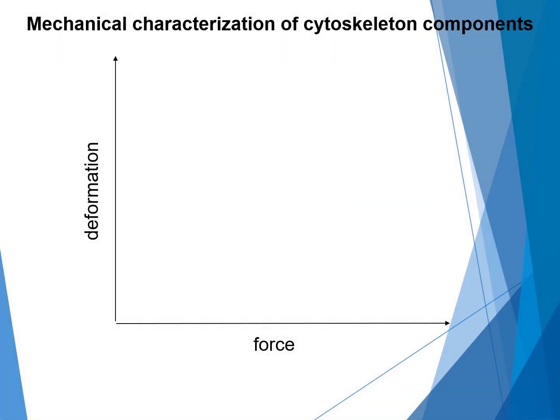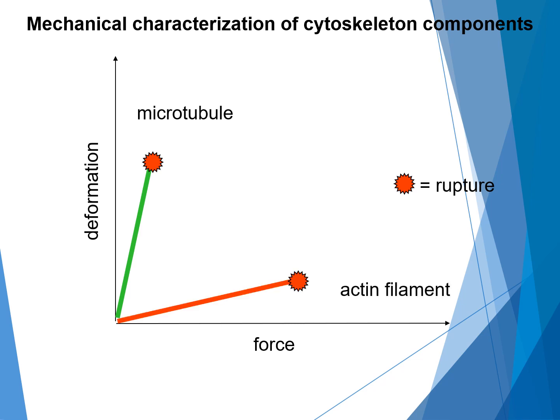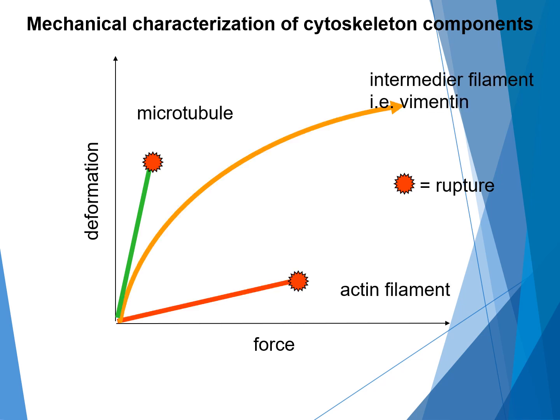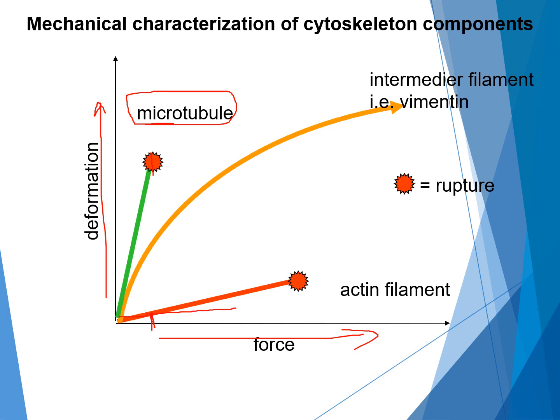All right, the mechanical characterization of cytoskeleton components, we can see the deformations of actin filaments. When the force comes in, okay, when the force increases, what actually resists the deformation? The first part at the lower force is the microtubule. Beyond this, the microtubule will rupture. All right, and then it comes to over here, the actin filament.